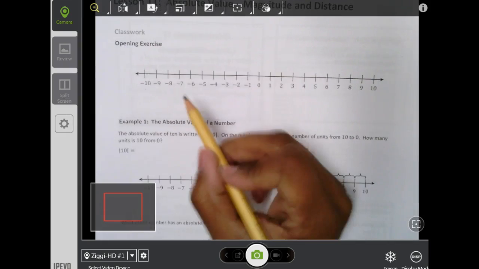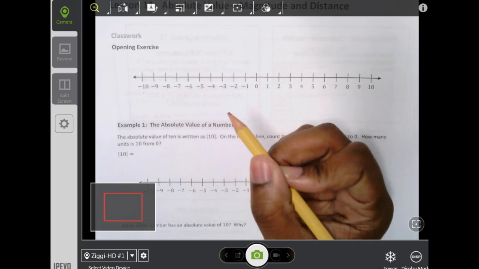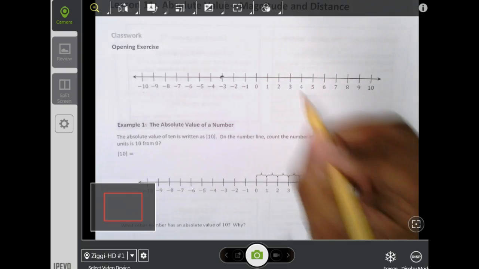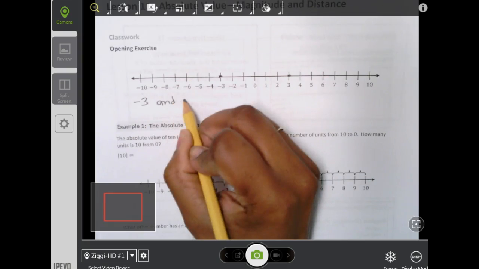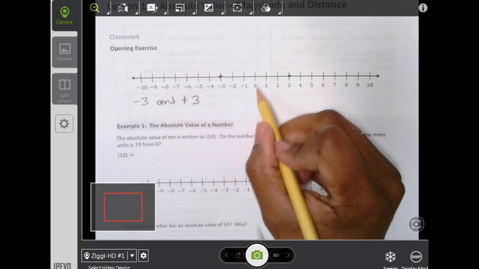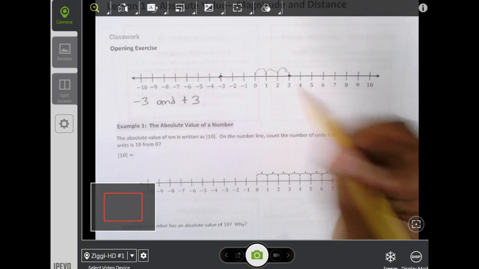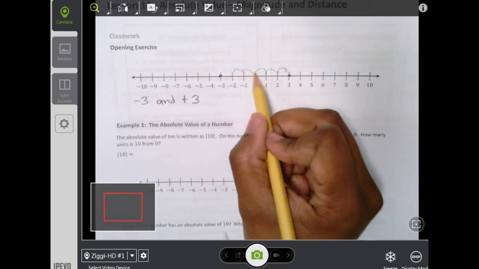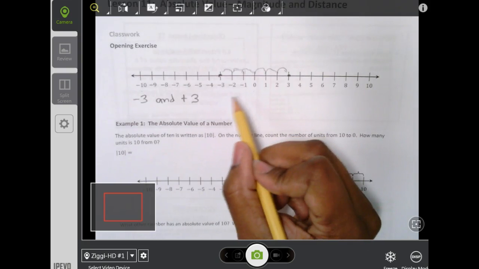Okay. So I have chosen two sets of rational numbers that are the same distance from zero. So the two sets I've chosen are negative 3 and positive 3. If you take a look at the number line and you start at 0, you will notice that positive 3 is 1, 2, 3 units to the right of 0. And negative 3 is 1, 2, 3 units to the left, so they are both the same distance from 0.